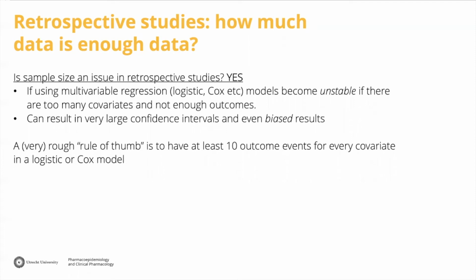So this is kind of a rule of thumb. Typically what you want to do is have 10 outcome events for every covariate in a model. Going back to our example study, we want to have at least 10 liver failure events or liver disease events for every covariate we included in our statistical model.